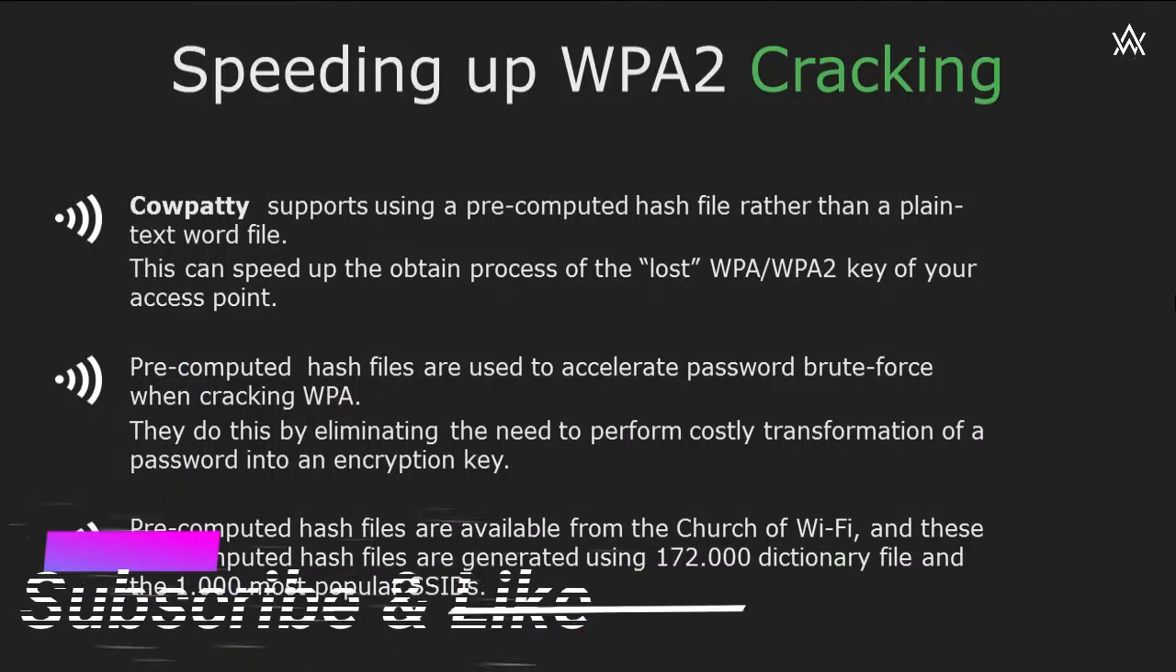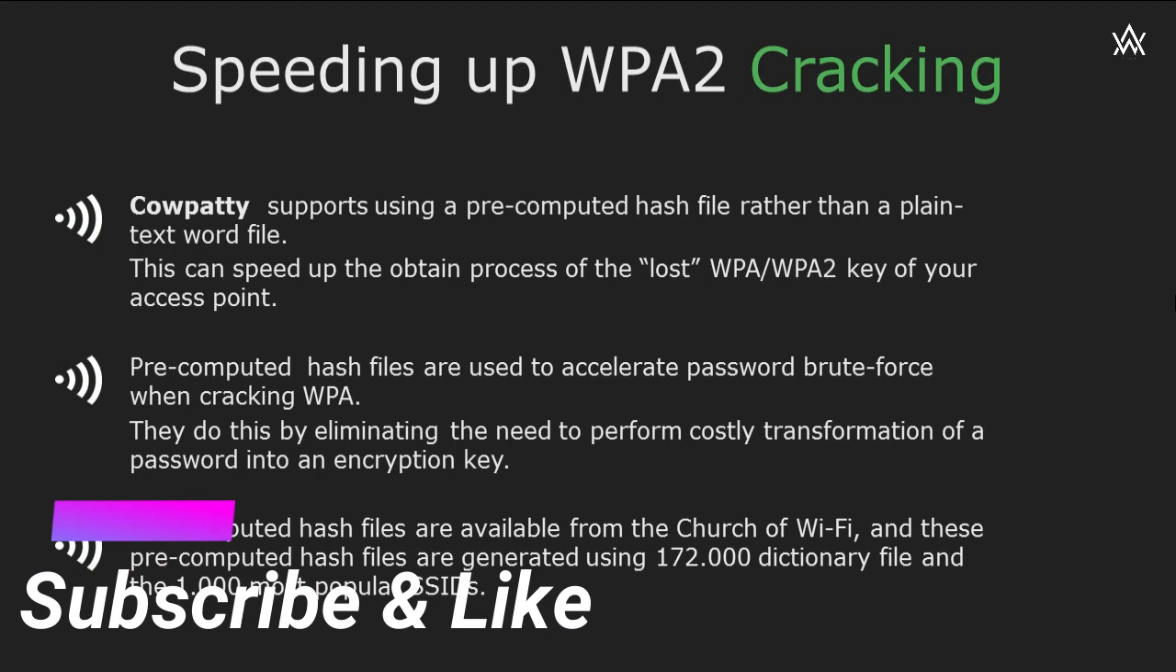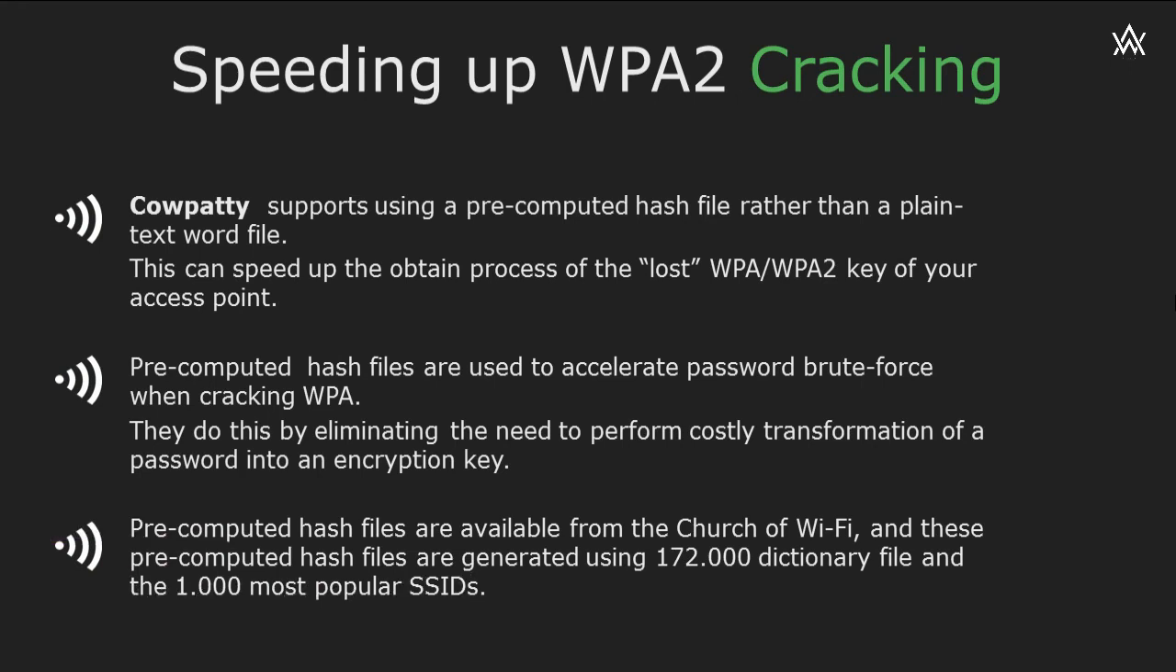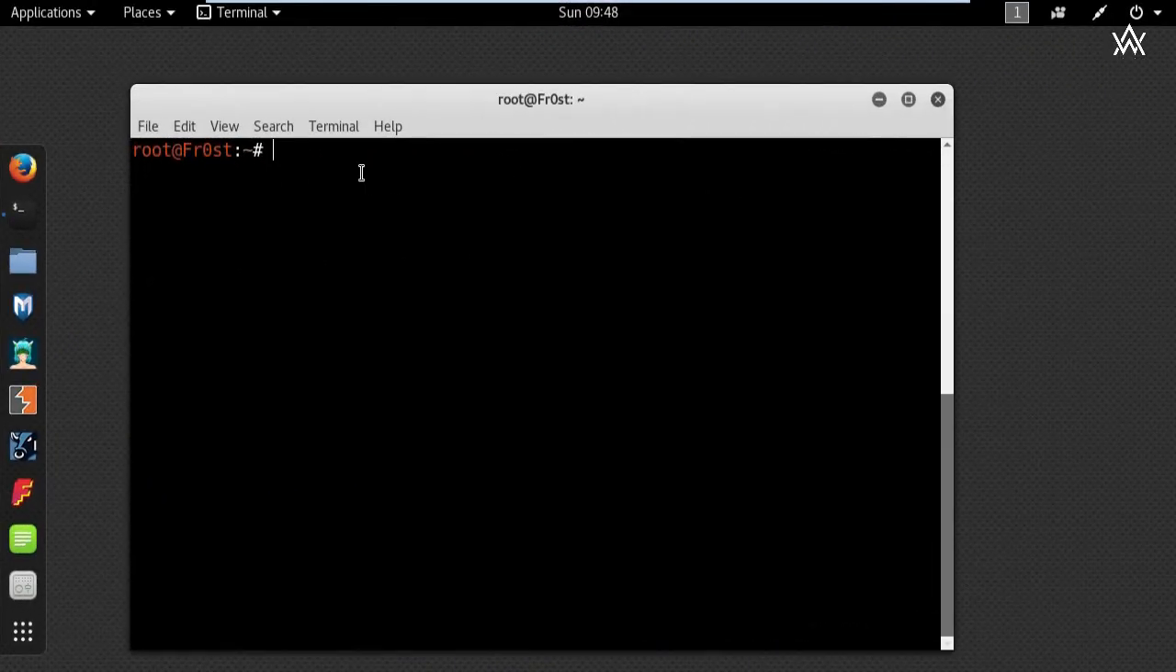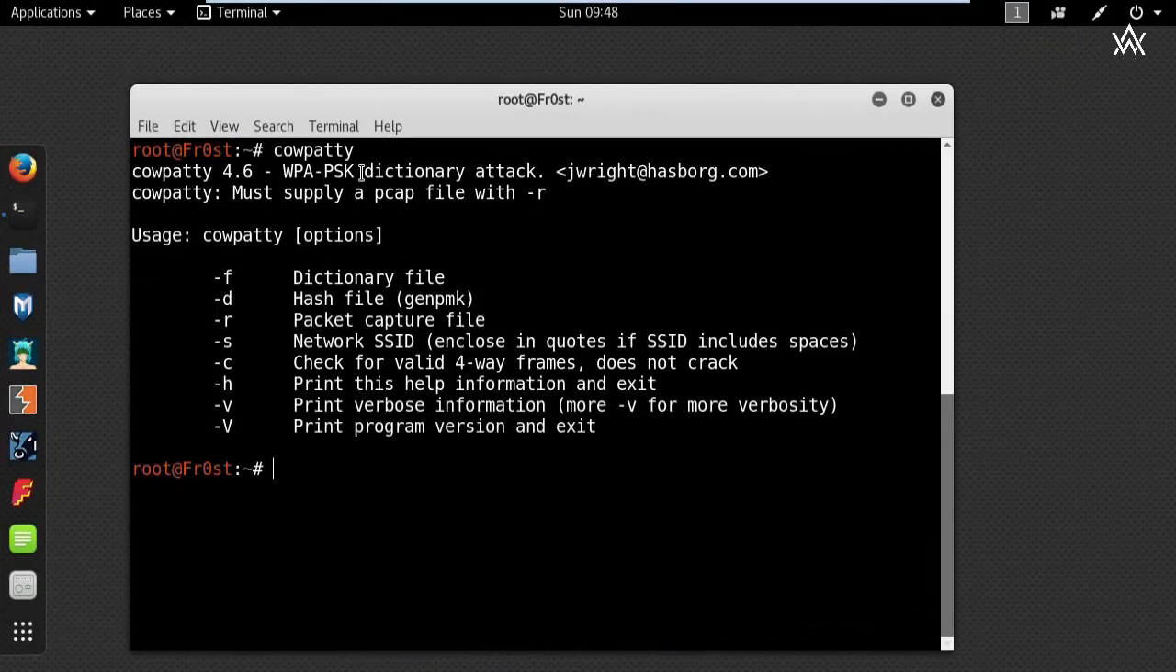I'll show you how you can speed up the WPA cracking process using Cowpatty and GenPMK. Cowpatty supports using a pre-computed hash file. Pre-computed hash files are used to accelerate the cracking process by eliminating the transformation of a password into an encryption key. So I will switch to my Kali machine and type Cowpatty. And here you can see different options.